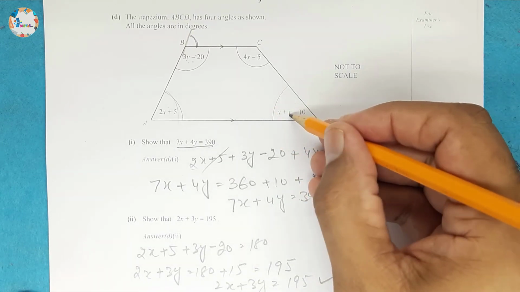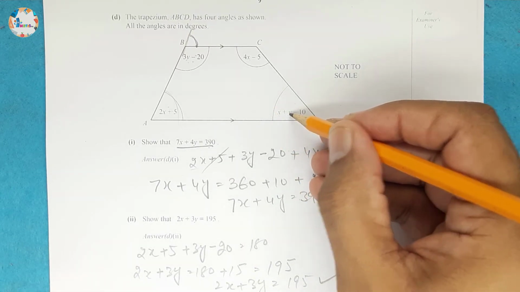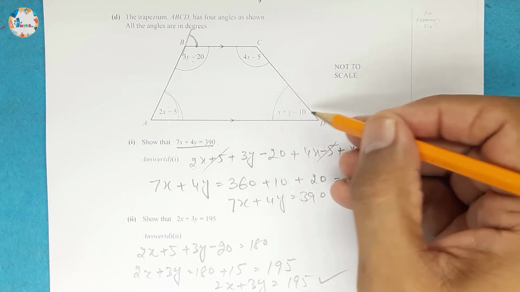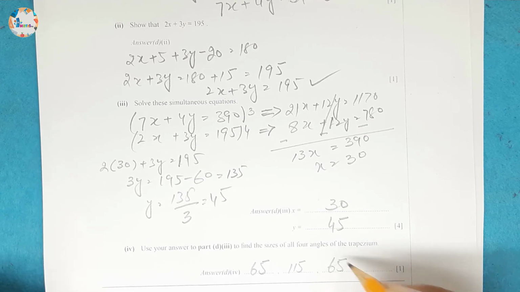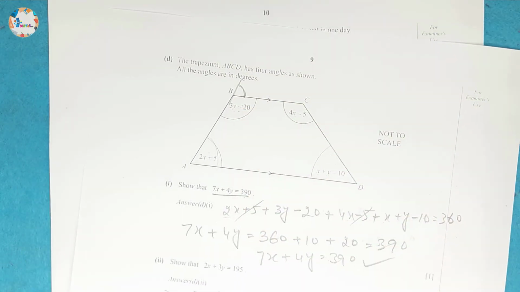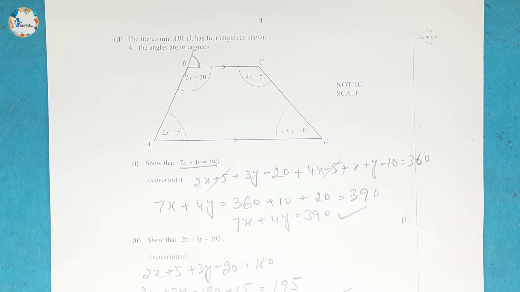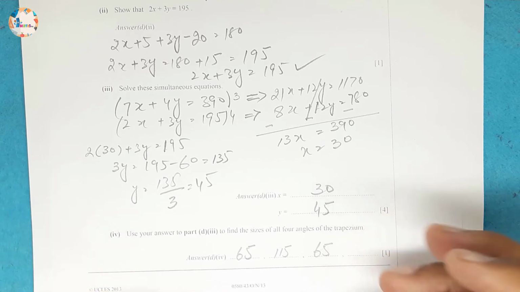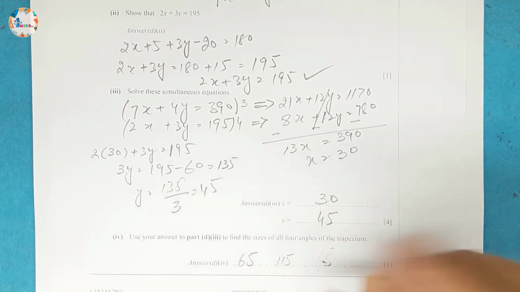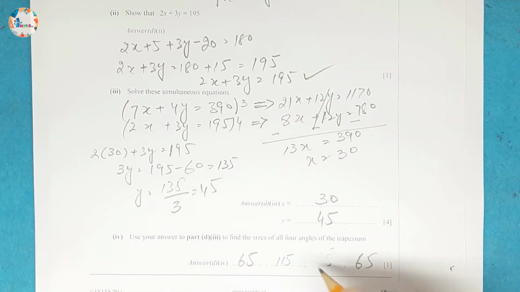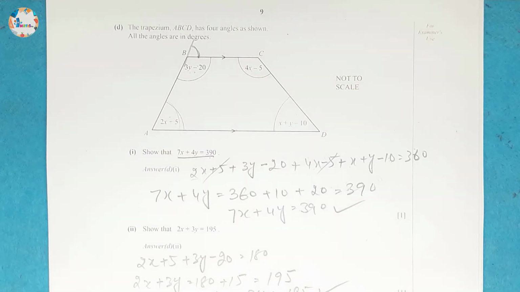So x plus y will be what? x plus y is 30 plus 45, which is 75. 75 minus 10 will be 65, so we can provide here 65. And this will be 3 into 45 minus 20, which is equal to 115. So if we write in sequence, 65 we can shift over here and 115 we can write here. So this will be in sequence like this.